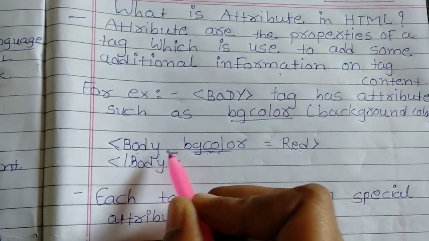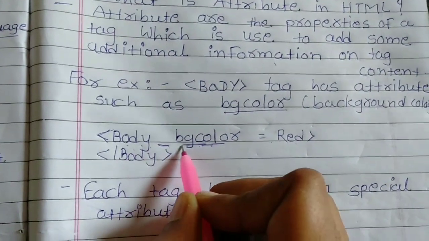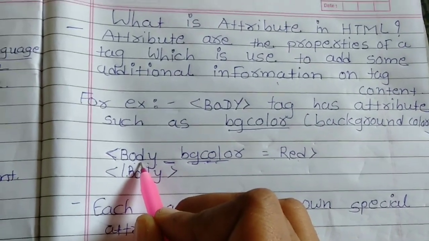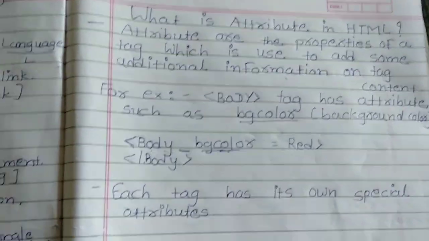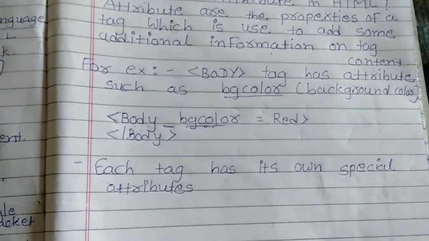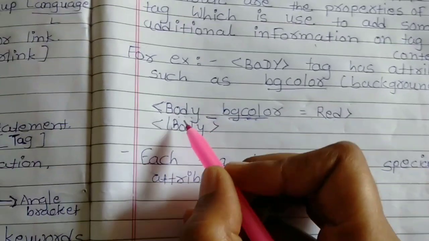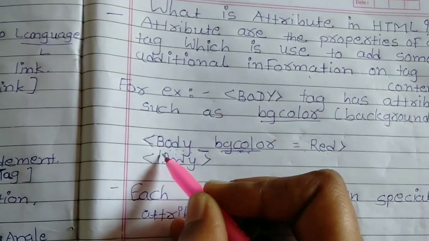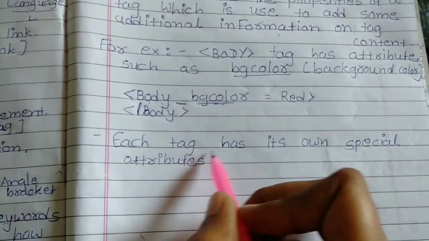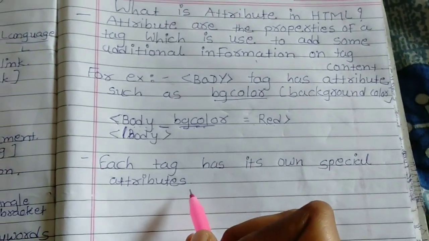BG color is a property of the body tag. BG color is a particular property of the body tag, because I want my whole web page body to be red. That's why I am writing body BG color equals to red. Now body is a container tag. That's why I have written slash body. Body is over. Each tag has its own attribute.